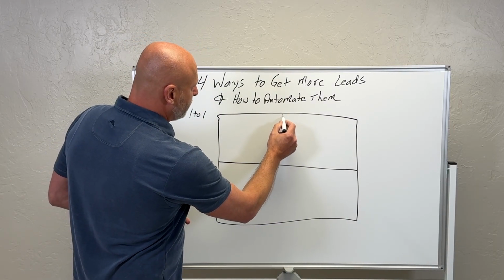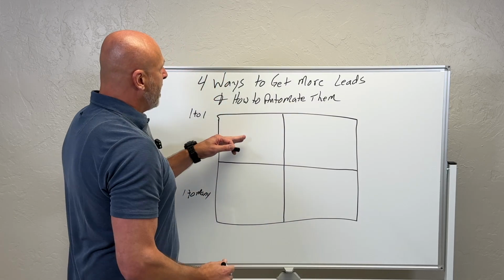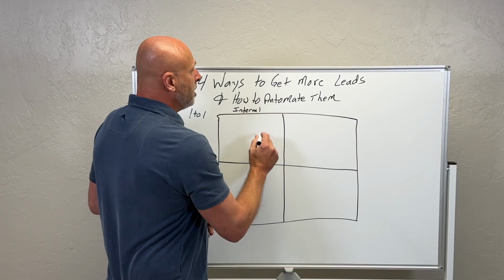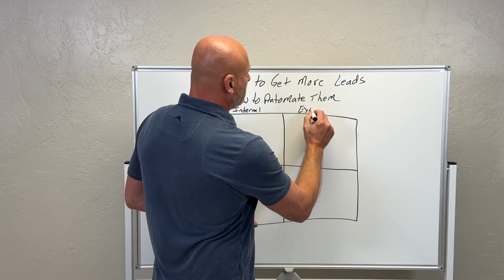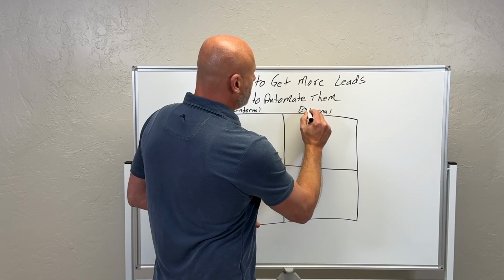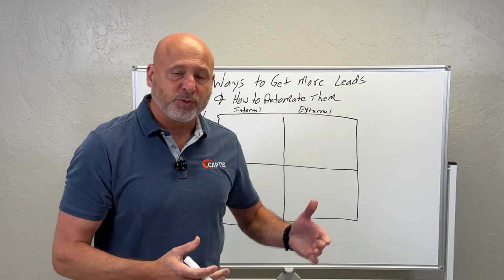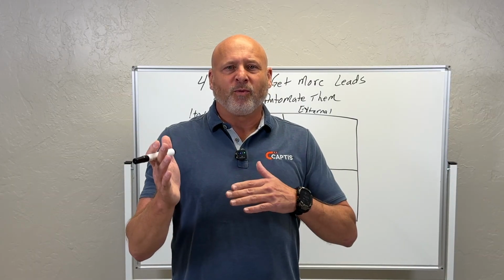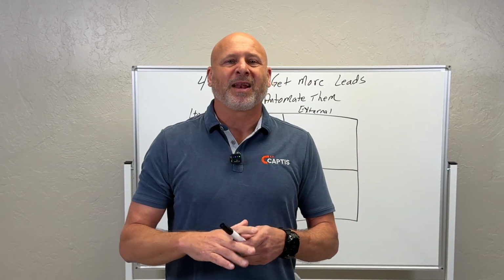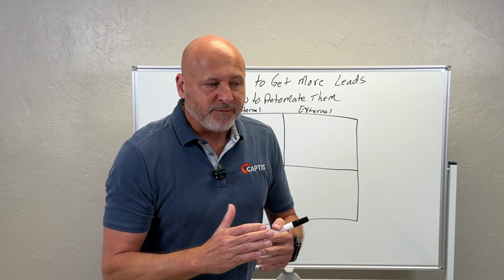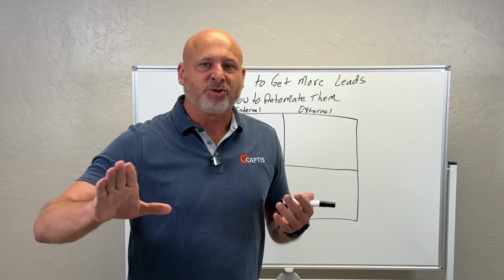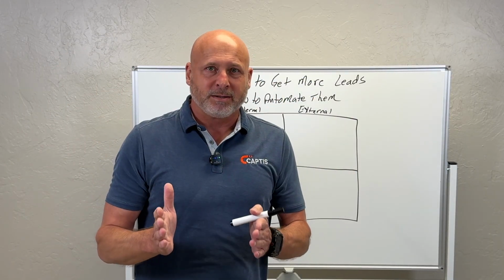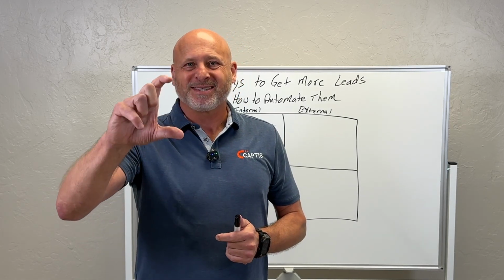Down the middle, we're going to draw another line, and then we're going to have internal and external. Now, you have to understand that there's a difference between the one-to-one internal and one-to-one external versus one-to-many internal and external that a lot of people don't realize. So you might think that if you send out a bunch of emails, you're doing it all at once, so you're sending it to a mass group of people, but actually that's one-to-one because only one person is going to see that specific email.